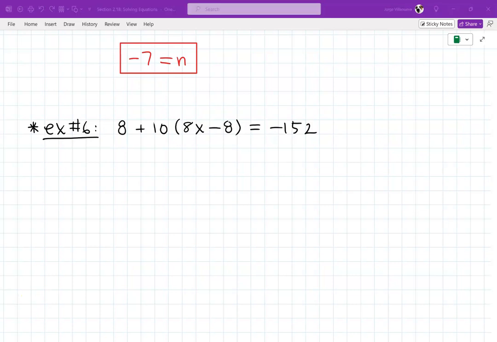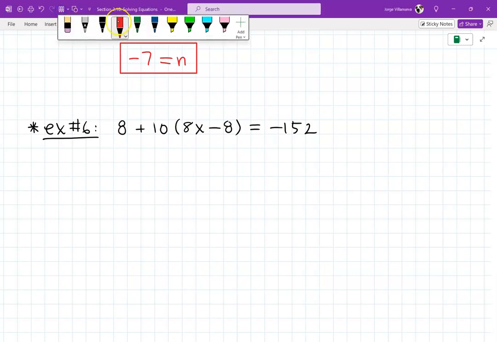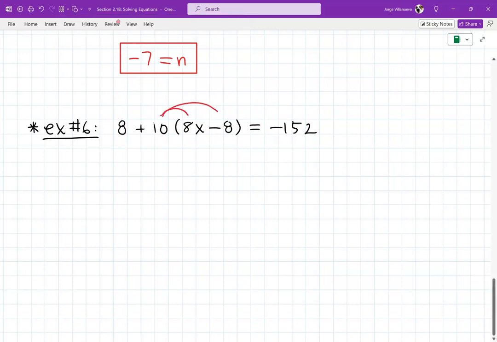Alright, so we're back to this example number 6. We have 8 plus 10 times the quantity of 8x minus 8. And that's equal to negative 152. So as usual, anytime you see a parenthesis with a number in front, you're going to want to distribute it. So this is going to go over here. So I'm going to put 8 plus 80x minus 80 is equal to negative 152.